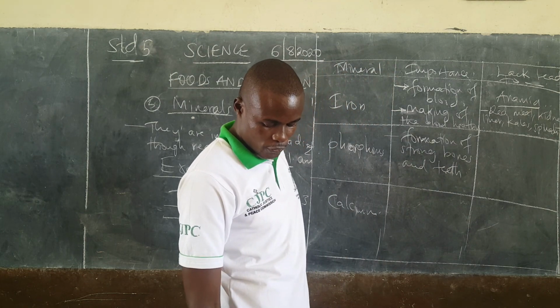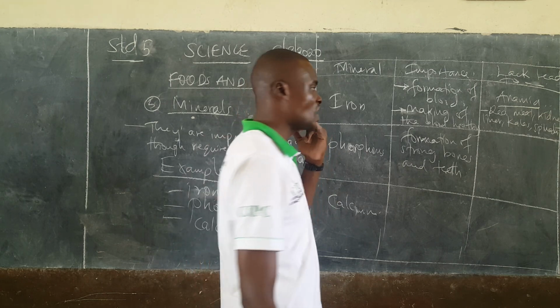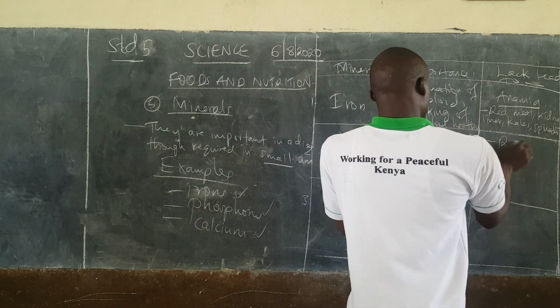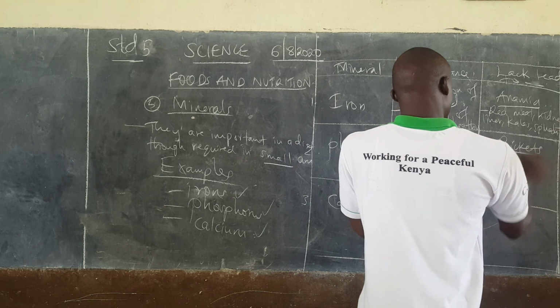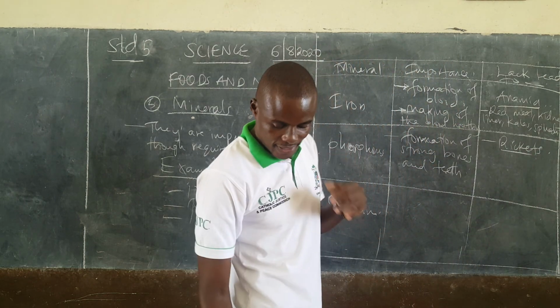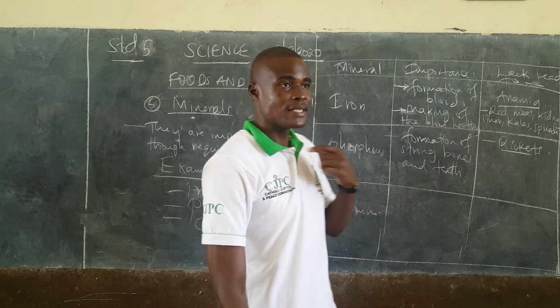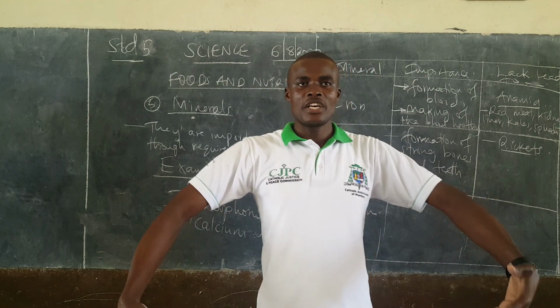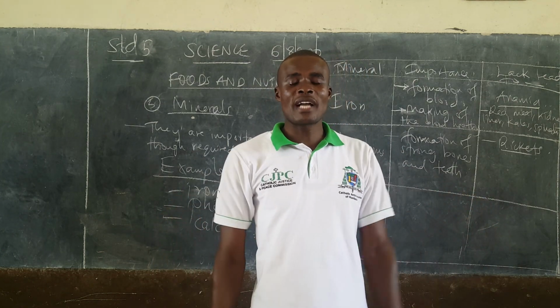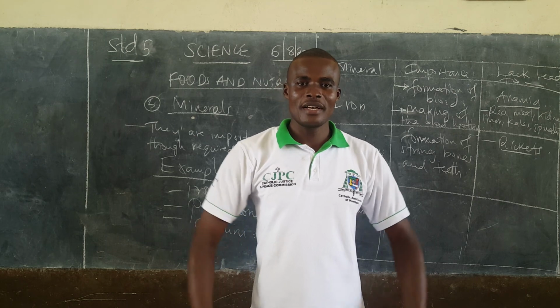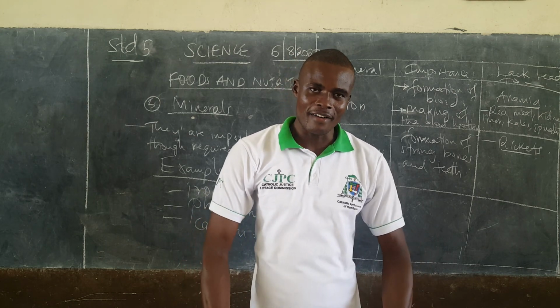Lack of phosphorus in the diet may lead to rickets. When you lack phosphorus, you get rickets. And what is rickets? Rickets is a disease that makes your bones start to become weak. And when the bones are weak, we are likely to experience a curve.